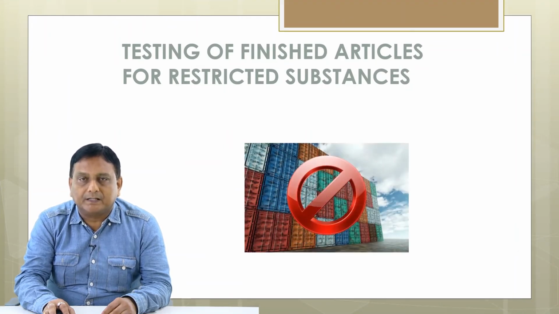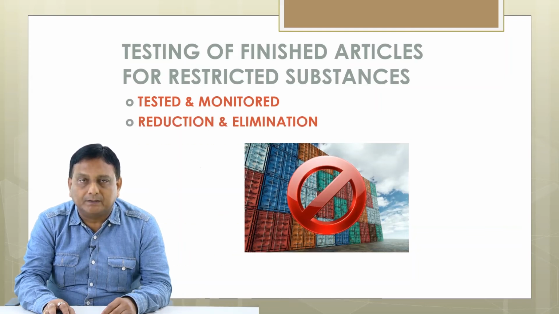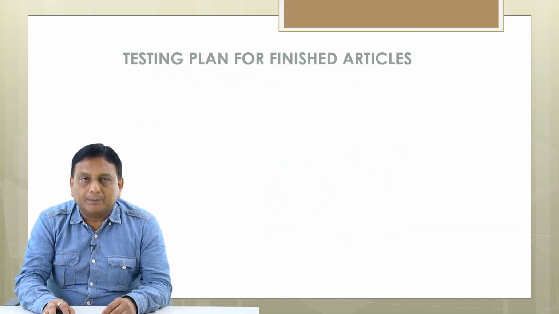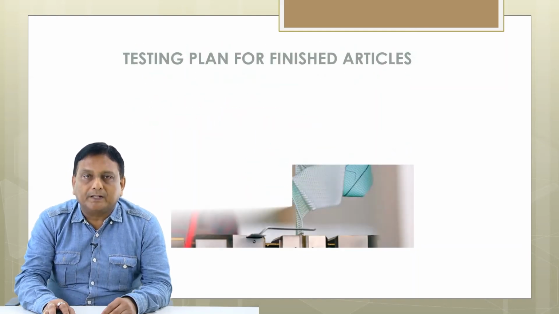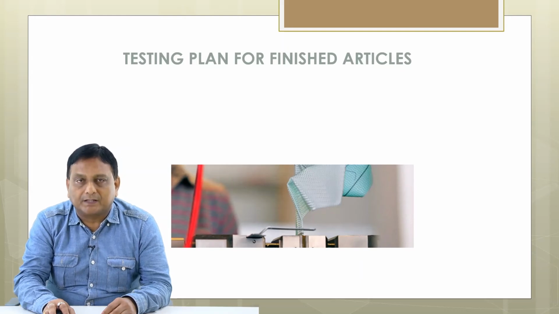So the restricted substances list is applicable to the finished product. Testing has to be done and monitored, and if we find any restricted or harmful chemicals, then there must be reduction and elimination. Those things are important while we are testing the products. There must also be a proper testing plan for the finished articles.